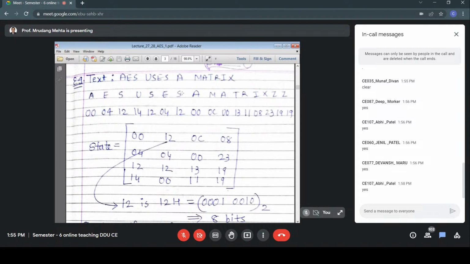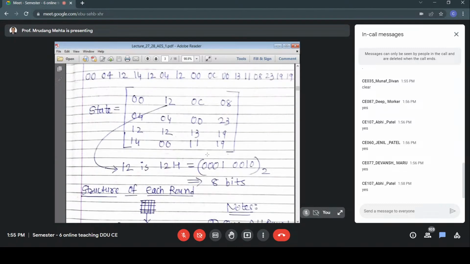So we obtain the hex values of each of these characters and then rewrite them in the form of a matrix. So A is 00, E is 04, S is 12, U is 14. This way we arrange it in a 4 cross 4 matrix. AES uses a matrix ZZ.